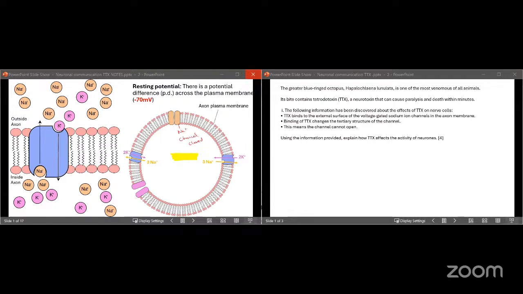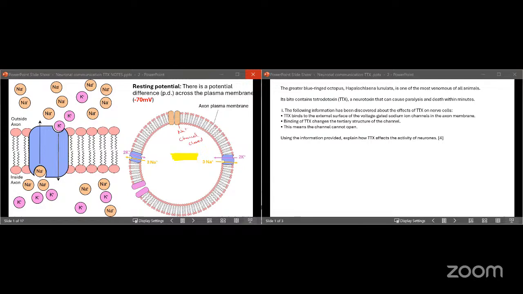Okay, so in this question here, again, I've been asked by a student to show you the question with regards to neural communication. So let's have a look at this then.